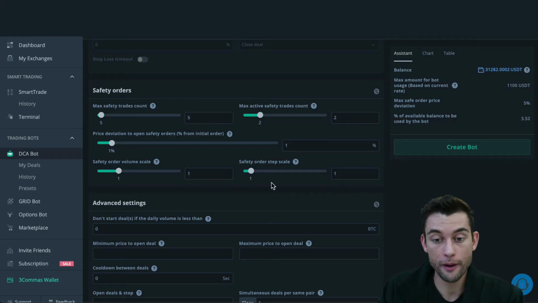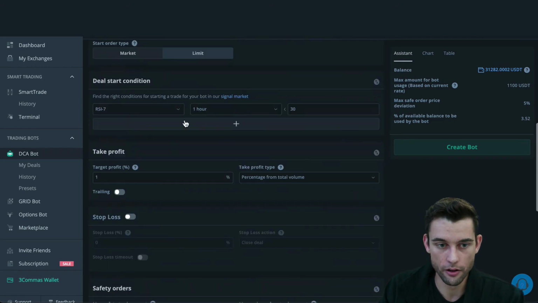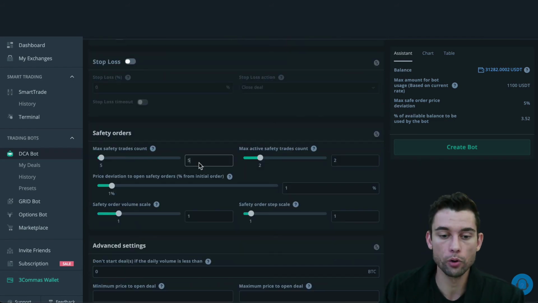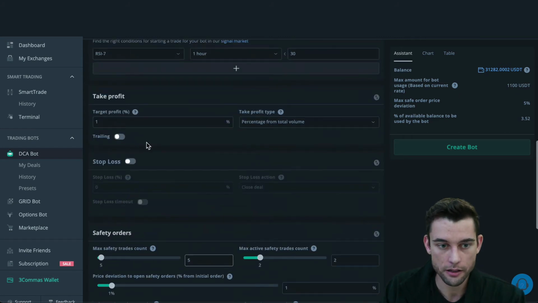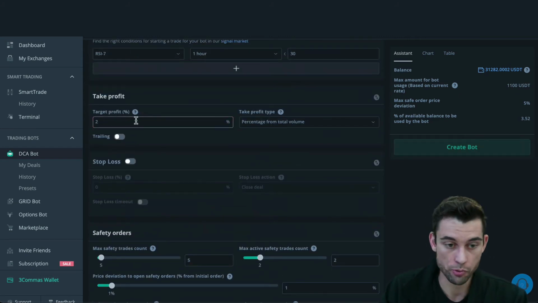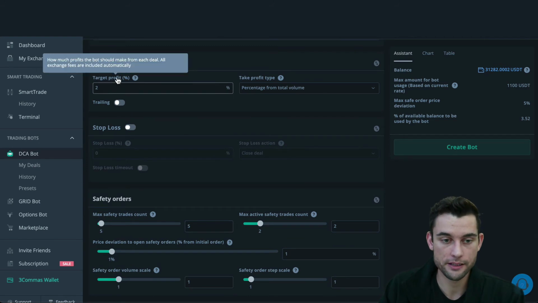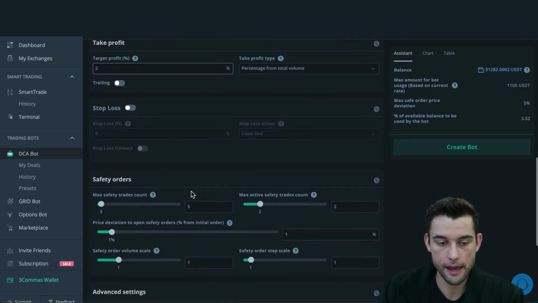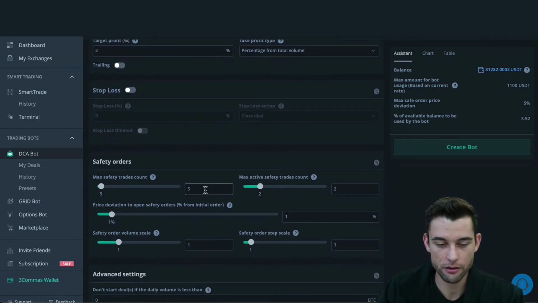And so if we go back to 3Commas, we could see that in that particular trade, for this setup, we would have only hit one of our safety orders if our take profit was set at 2%. So we're going to have our take profit set at 2%. And for our max safety trades count, do we really need 5? Well, let's test it out again.